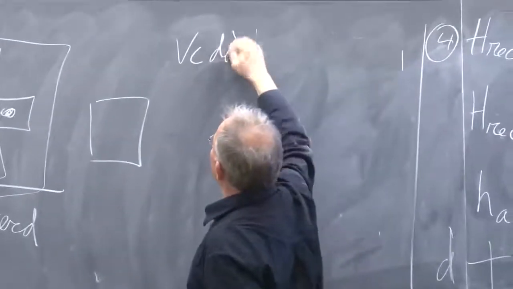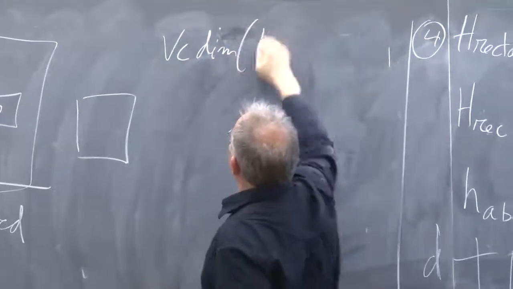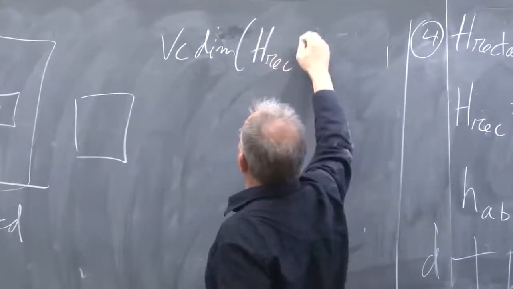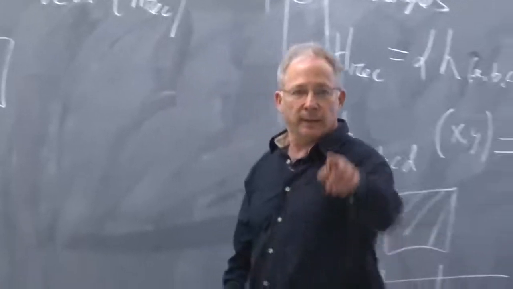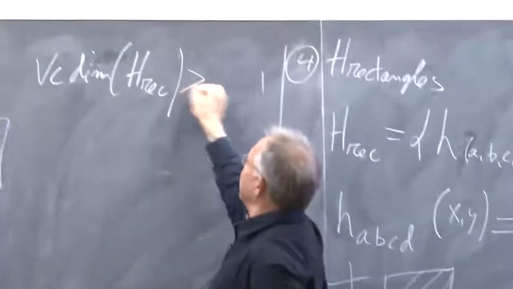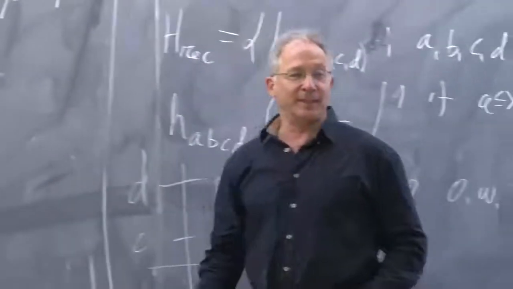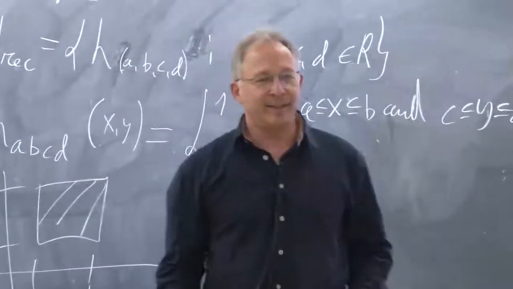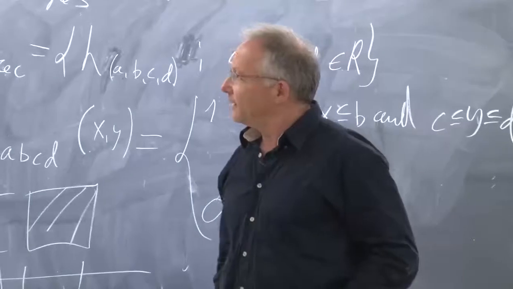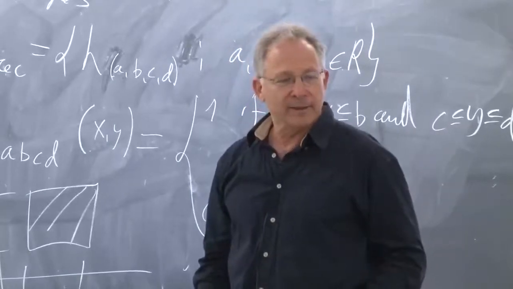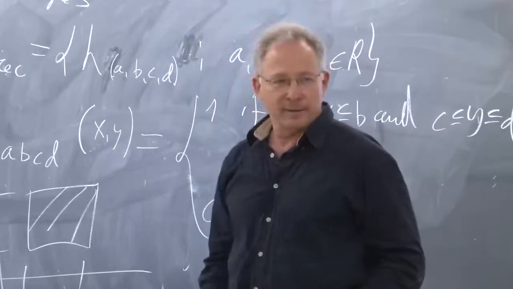So what does it tell me about the VC dimension of H rec? Yes? It's at least 4. It's at least 4. All right. Can anybody show me a set of size 5? One question. Do you have a slanted rectangle that can pick those points? What? In the not shattered one? Uh-huh. You have a slanted rectangle?